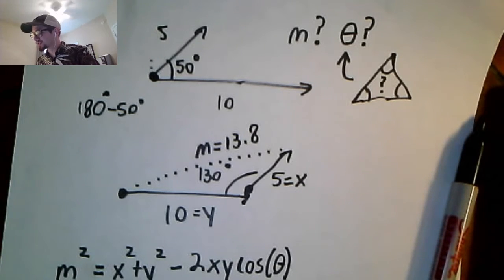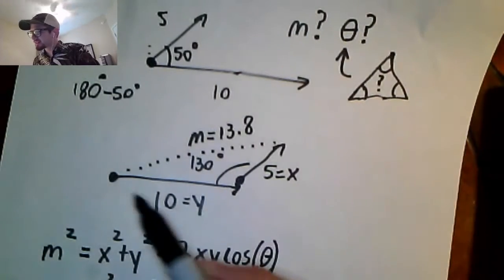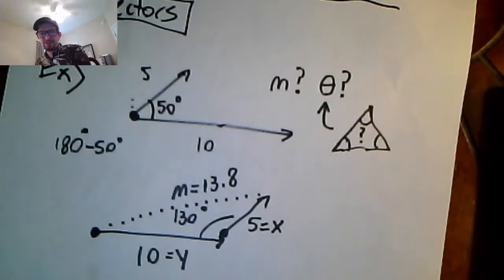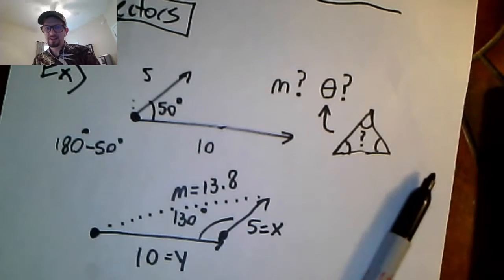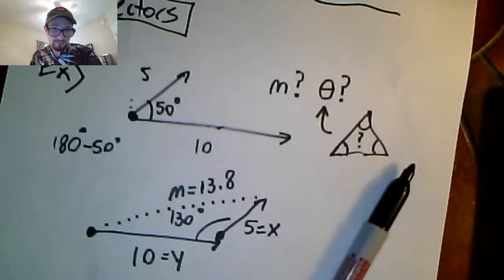Well, yes, it most certainly makes sense. And the reason we know it makes sense is because this piece is 10, this piece is 5. This is kind of the hypotenuse. It looks like the biggest line, right? So it has to be bigger than 5, and it most certainly has to be bigger than 10. So it's 13, which means it's very clearly the right size.